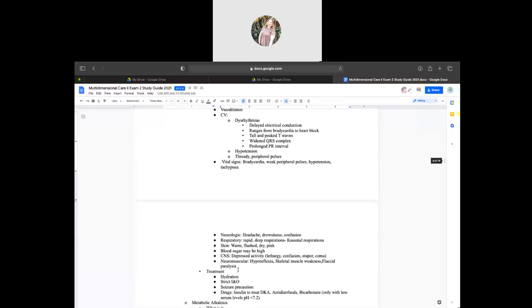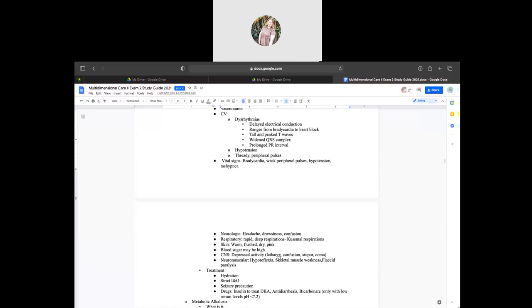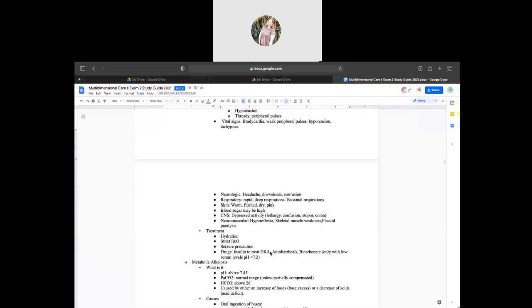They're going to have depressed CNS receptors. They're going to have lethargy, confusion, stupor, coma. They're going to have hyperreflexia, skeletal weakness, and paralysis potentially. So what we need to do here is treat the cause, which is very important.